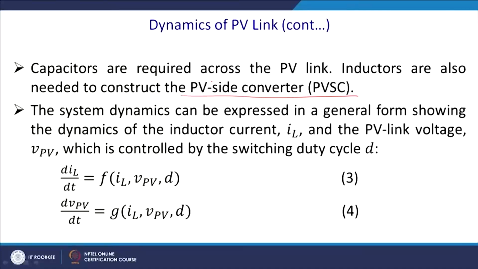So, in either of the cases, to hold that value of the voltage and current, we require a small capacitor. For this reason, we say that a capacitor is required across the PV link.